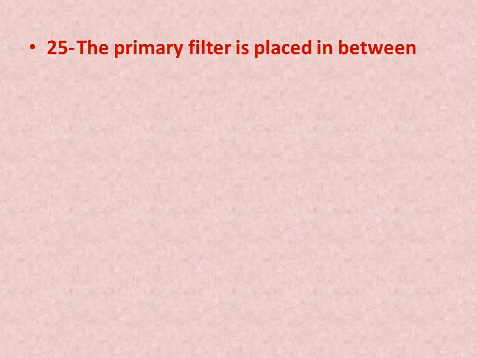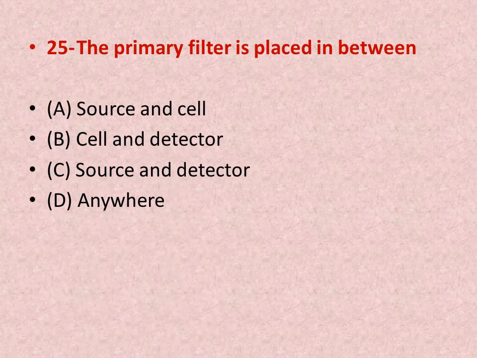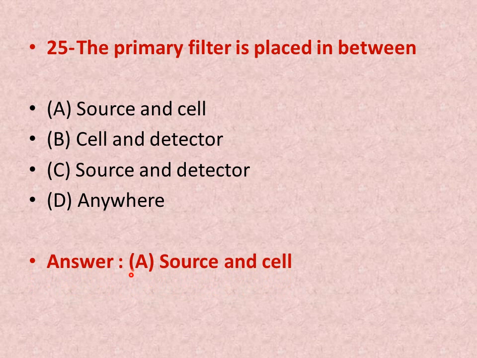And then last question of this current video, and that is question number 25. The primary filter is placed in between. Let's see the options. A, so that is kept between source and cell. B, between cell and detector. C, between source and detector, while D is placed anywhere. So let's see what is the right answer. So right answer is option A, that is primary filter is placed in between source and cell.